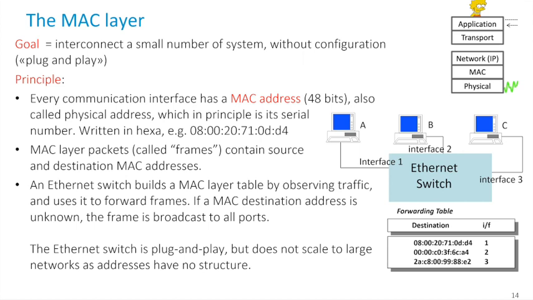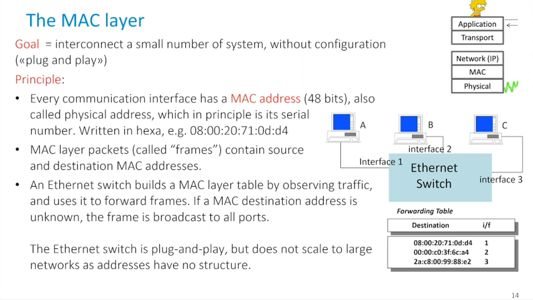Here I'm showing a small network with an Ethernet switch with three systems, A, B, C, and each of the three addresses is written in the table here. So when A sends a packet to C, the Ethernet switch looks up the table, looks at all the entries until it finds an exact match. Hopefully the match is present.